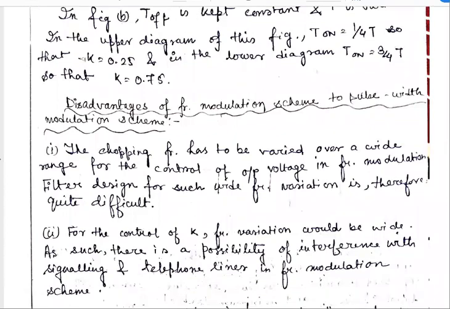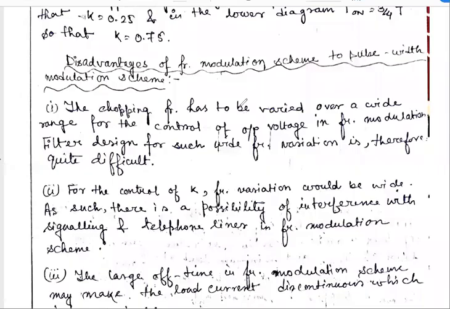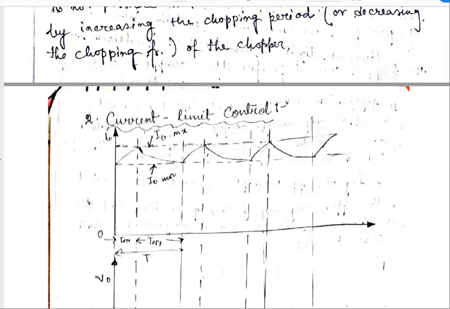What are the disadvantages of the frequency modulation scheme compared to pulse width modulation? As the chopping frequency has to be varied over a wide range for control, filter design for such wide frequency variation is quite difficult. And for the frequency variation, there is a possibility of interference with signaling and telephone lines. And a large off time in the frequency modulation scheme may make the load current discontinuous, which is undesirable because we want a continuous current. So the PWM technique is better than the frequency modulation technique.